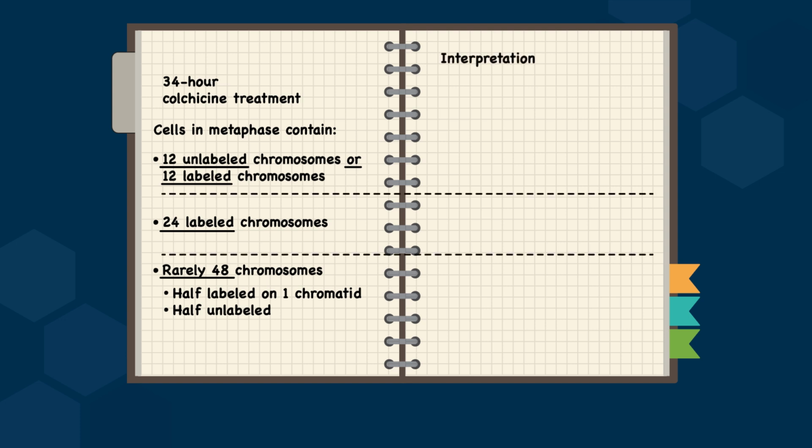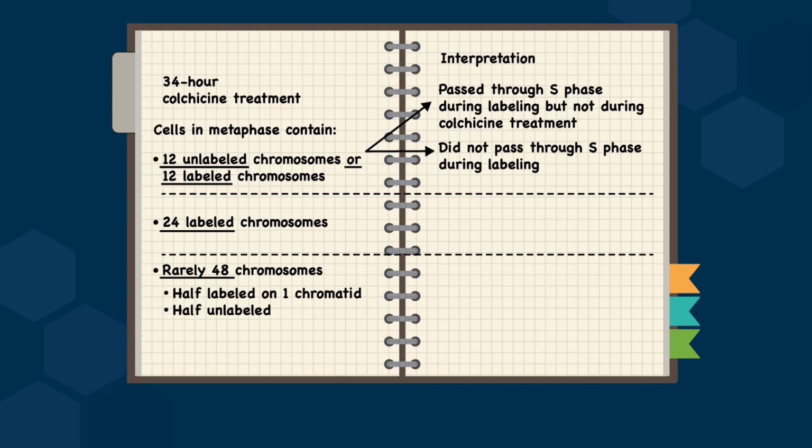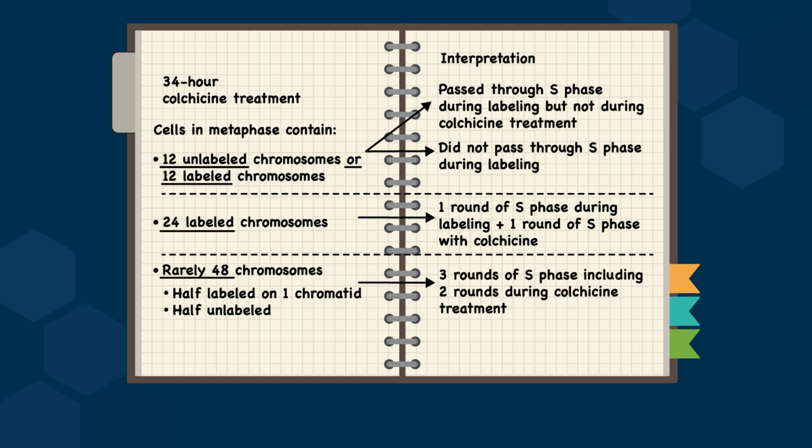We can interpret these observations as follows. Cells with 12 unlabeled chromosomes went through S phase after the labeling and during colchicine treatment. Cells with 12 labeled chromosomes on both chromatids went through 1 round of S phase during colchicine treatment. Cells with 24 chromosomes with 1 labeled chromatid went through 1 S phase during labeling and another during colchicine treatment. Cells with 48 chromosomes underwent 3 rounds of S phase, including 1 round during the labeling step and 2 rounds during colchicine treatment.